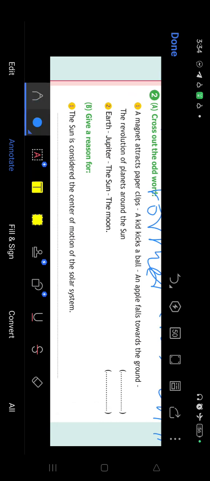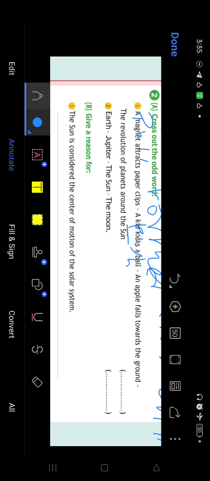Here, this question: cross out the odd word. So we're having different choices and we choose from them. A magnet attracts a paper clip. So this force, is it a pulling force or pushing? Pulling, yes, pull force. What about kicks a ball? When you kick the ball, is it pull or push? Yes, of course, it's push.